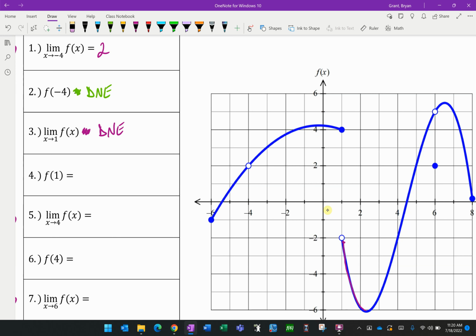So this is a nice graphical example of a limit that doesn't exist. You can see this nice jump in here. It's called a jump discontinuity. Let's go ahead though and see what happens at f of 1.